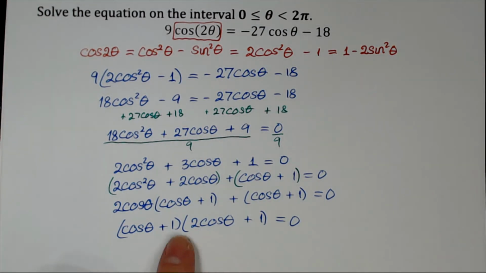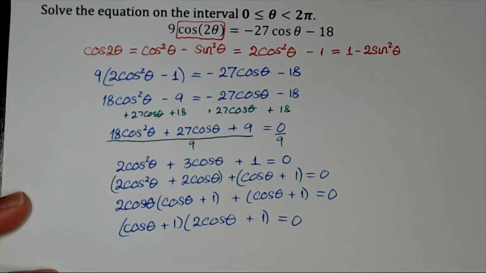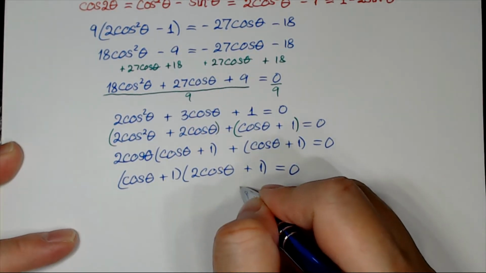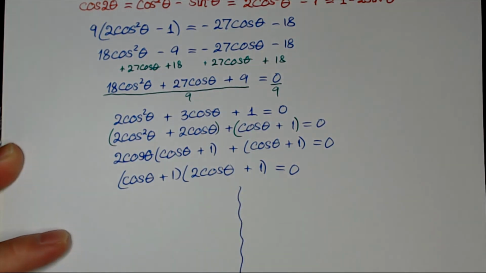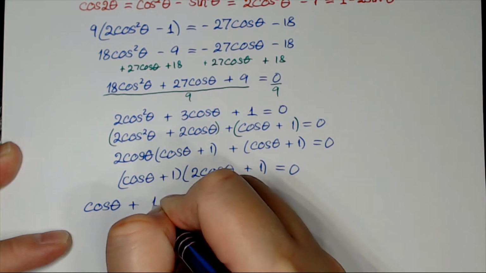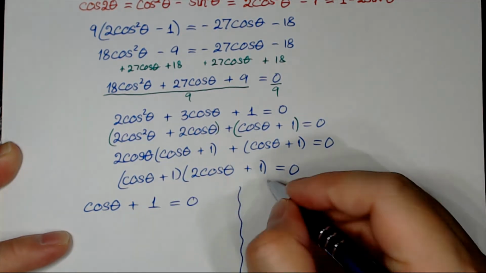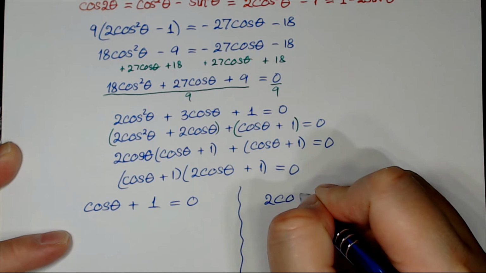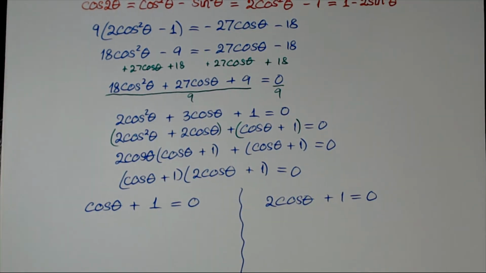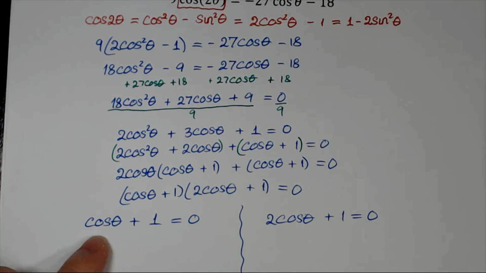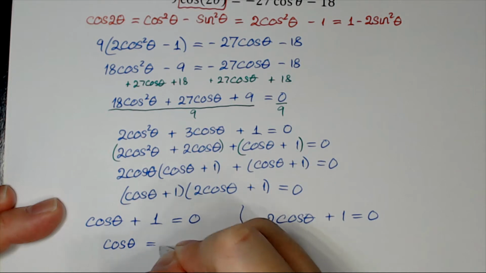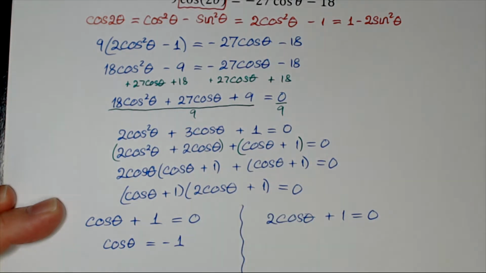So do that, we will have 2 cosine square minus 1. That will be the cosine of 2 theta. We still have 9 in front. Minus 27 cosine theta minus 18. Multiply it out, and then we move everything to one side.